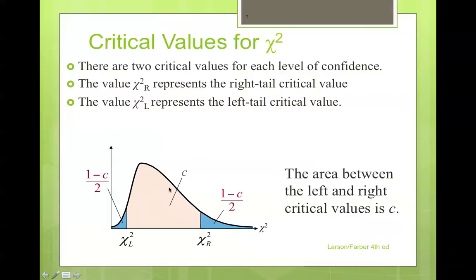So, as before, c is the part in the middle, and what we are finding is what's left over, and we can still do 1 minus c divided by 2. The area here is still the same. The two tails still have the same area, as seen in blue here. It's just, since it's skewed to the right, it represents two different critical values.